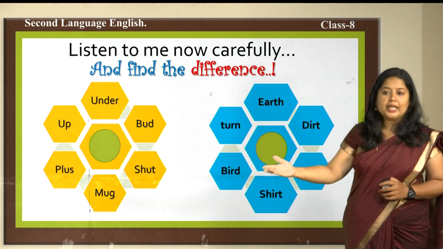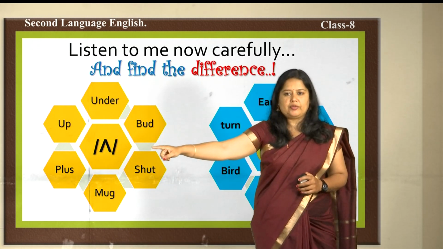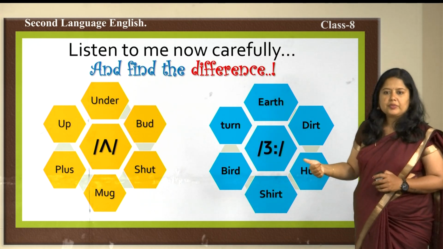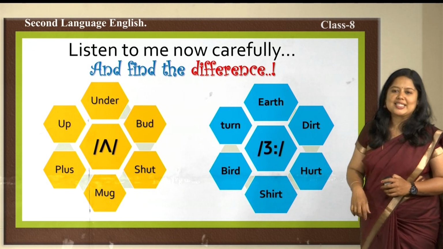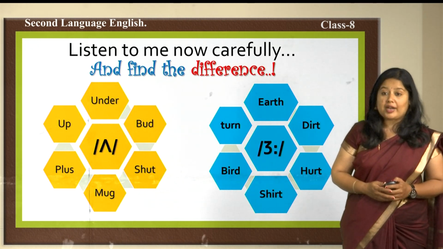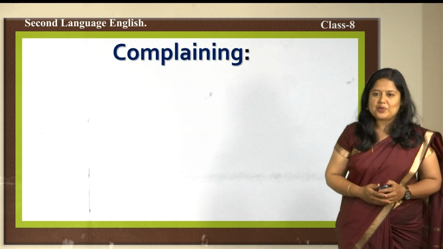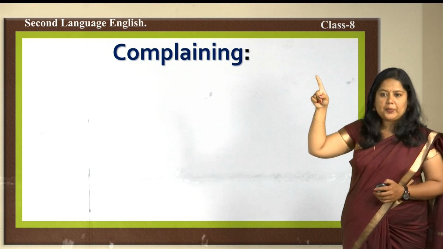So, let us unleash what is there. Yes, this is the phonetic symbol for the short vowel sound, and this is the phonetic symbol for the long vowel sound. So, that is the difference between the pronunciations, and I hope all of you would try to list out more words based on the same sounds. So, we shall move on to the next segment of our exercise, that is complaining.